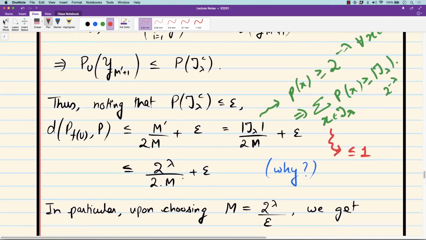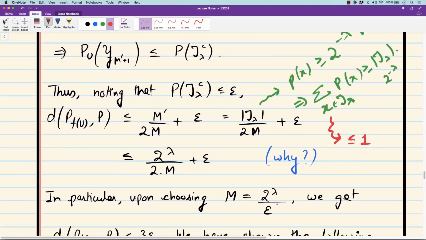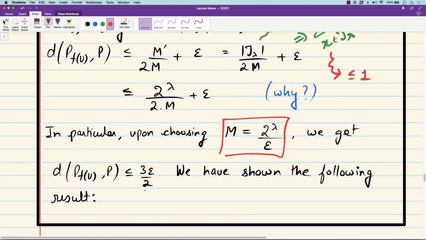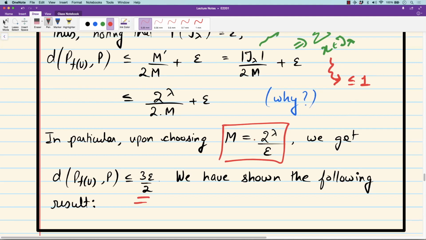And you can choose any m of your choice. We choose m to be this guy here. This is a choice of m. And when we substitute this, what we get is that this is less than or equal to 3 by 2 lambda. So the m is the number of bits, the size of the uniform random variable that we used.